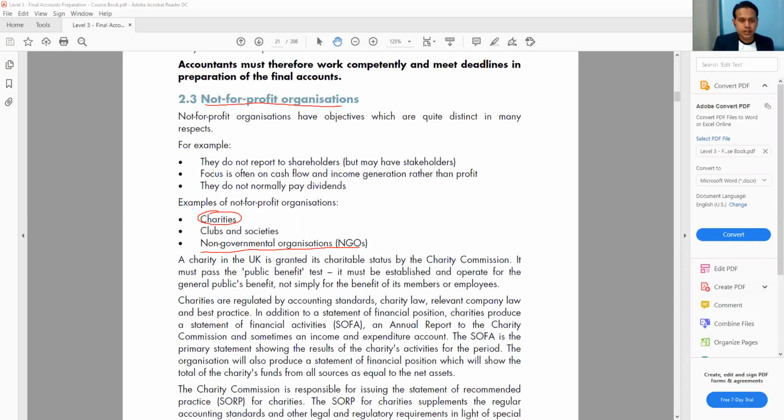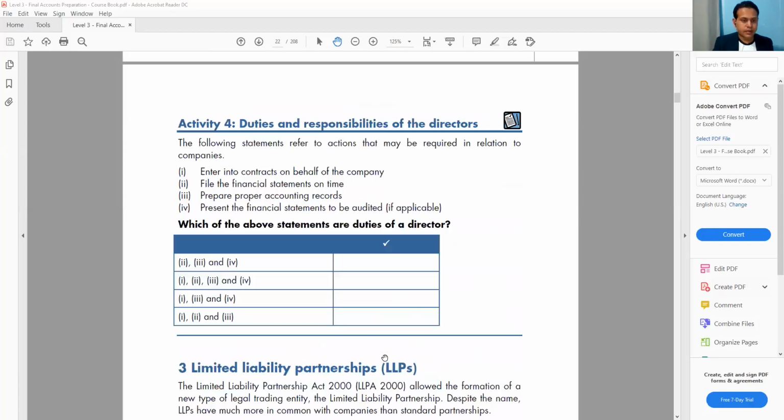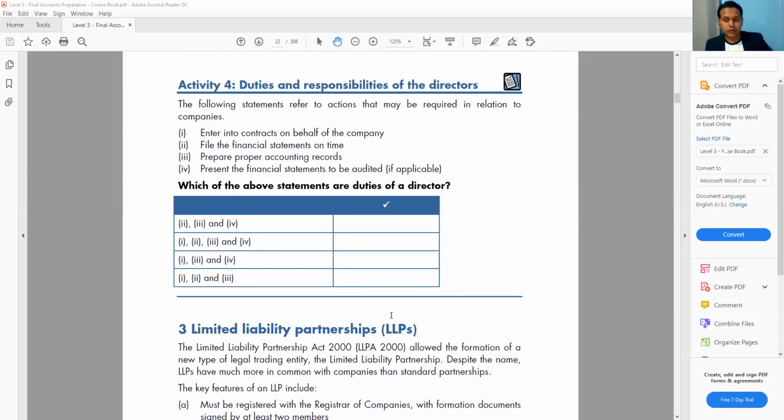All right, so let's talk a little bit about our next point. We have a next activity here. Let's have a look at this activity, activity 4. In this activity, we can see it says duties and responsibilities of the directors. The following statements refer to actions that may be required in relation to companies.